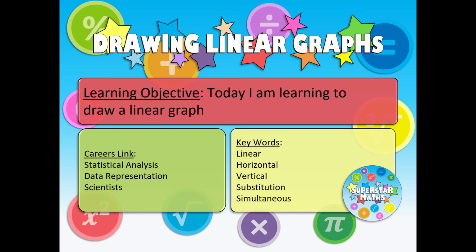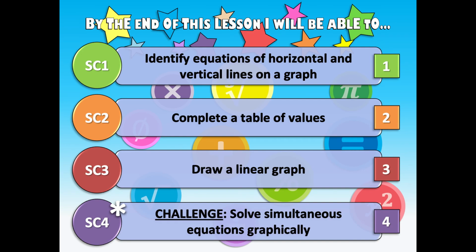Hi guys, welcome back. Today we are going to learn to draw a linear graph. We've got 4 success criteria, and the first one is to identify equations of horizontal and vertical lines on a graph.